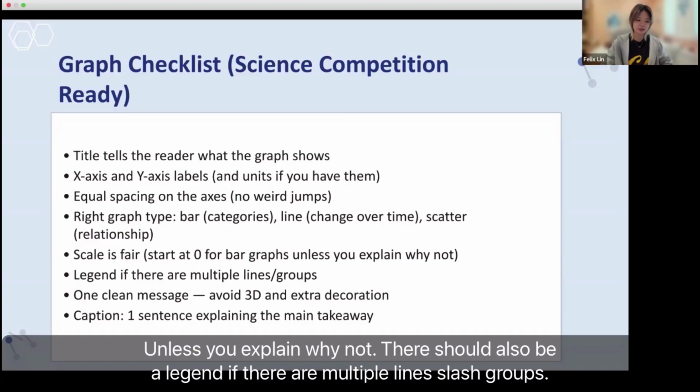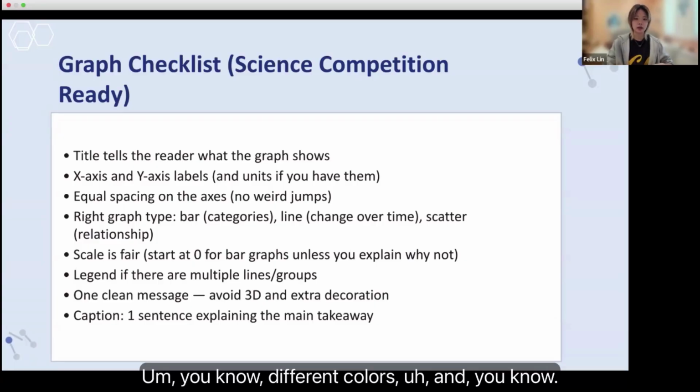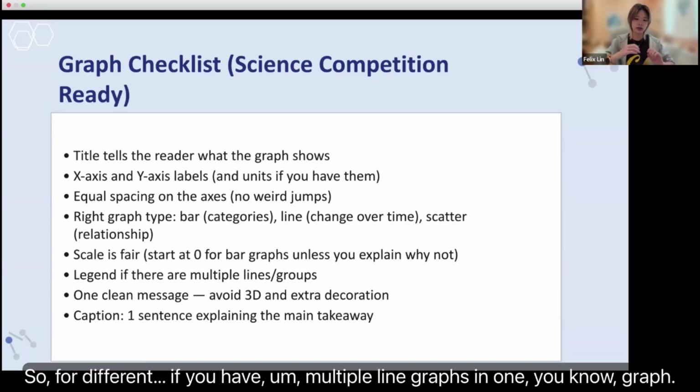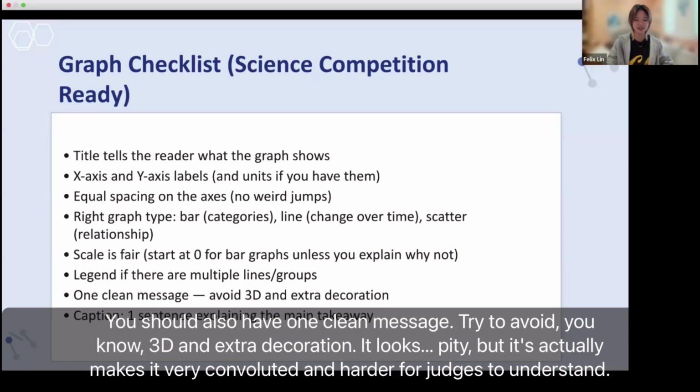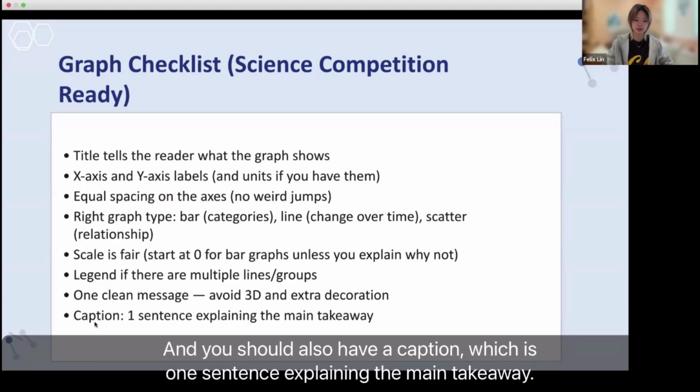There should also be a legend if there are multiple lines slash groups, different colors. If you have multiple line graphs in one graph, you should always have them labeled to make it clear which results they're representing. You should also have one clean message. Try to avoid 3D and extra decoration. It looks pretty, but it actually makes it very convoluted and harder for judges to understand. And you should also have a caption, which is one sentence explaining the main takeaway.